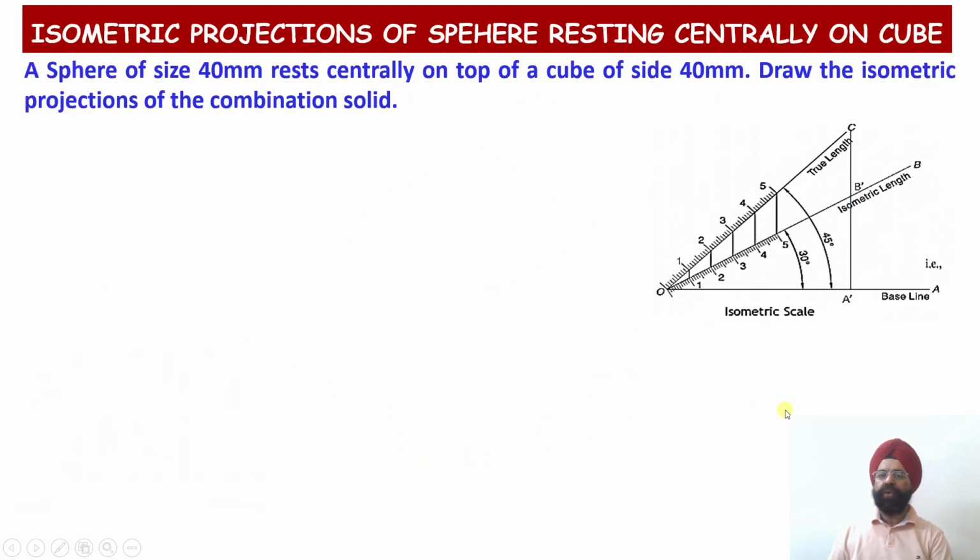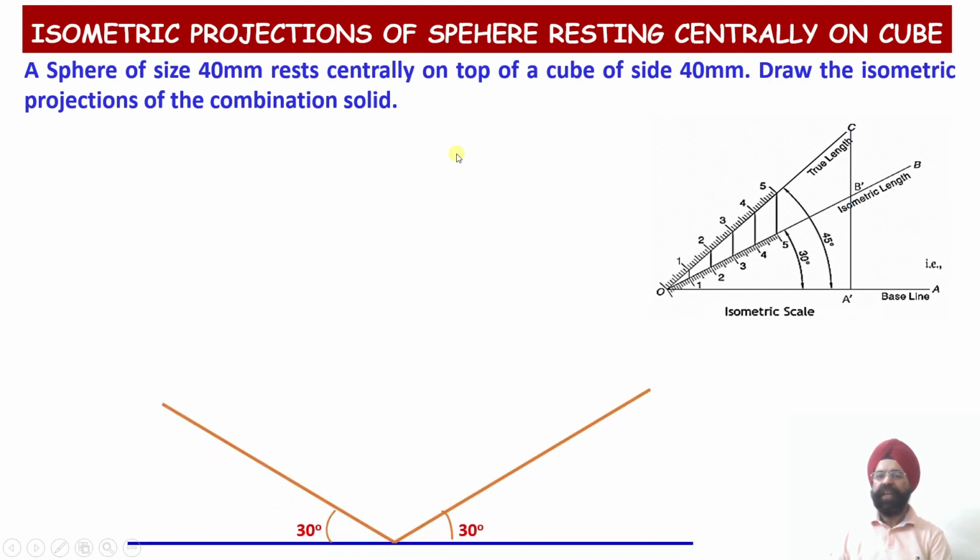Now let us move on to the next question, in which we have to draw the isometric projections of a sphere which is resting centrally on top of a cube. So let us go through the statement. A sphere of size 40 millimeter rests centrally on top of a cube of side 40 millimeter. We are required to draw the isometric projections of the combined solid. So first of all, we are going to draw the projections of a cube.